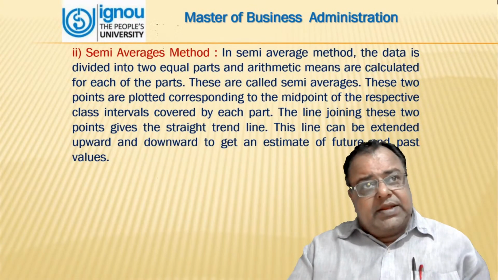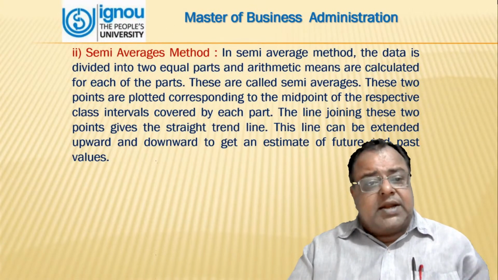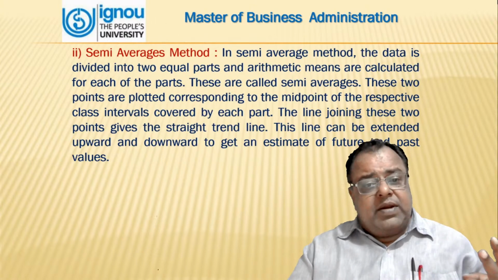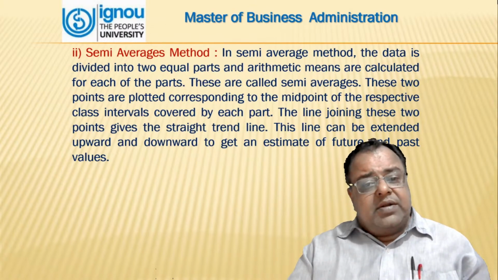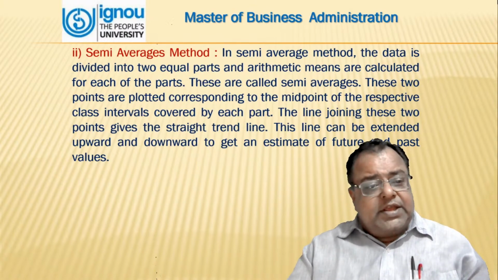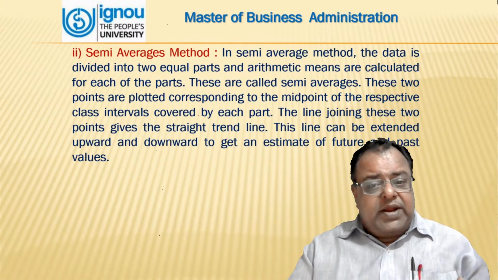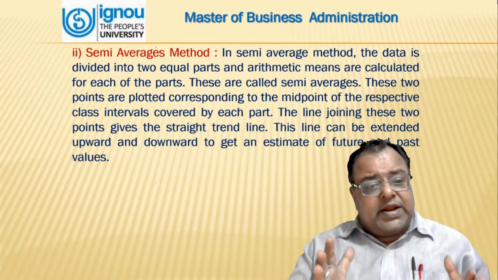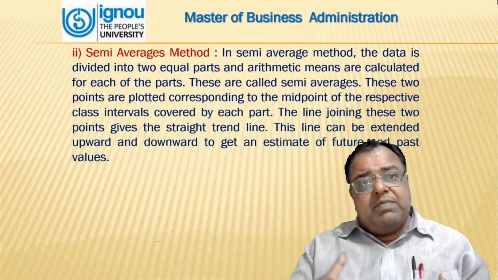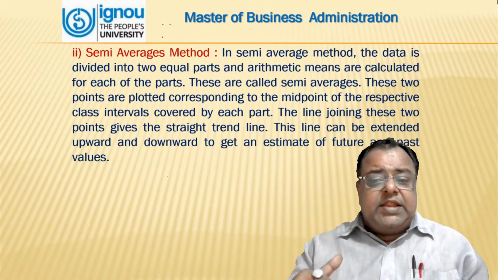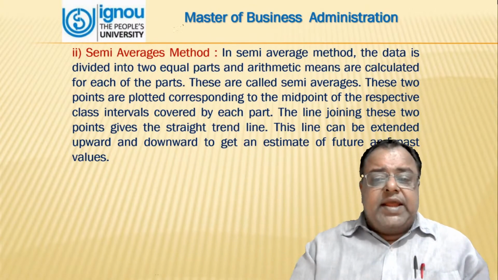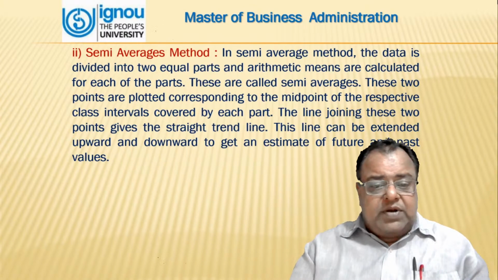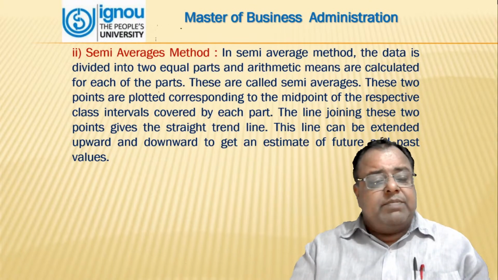Semi-averages method. In the semi-averages method, the data is divided into two equal parts and the arithmetic mean is calculated for each of the parts. These are called semi-averages. These two points are plotted corresponding to the midpoint of the respective class intervals covered by each part. The line joining these two points gives the straight line trend. This line can be extended upwards or downwards to get an estimate of future and past values.